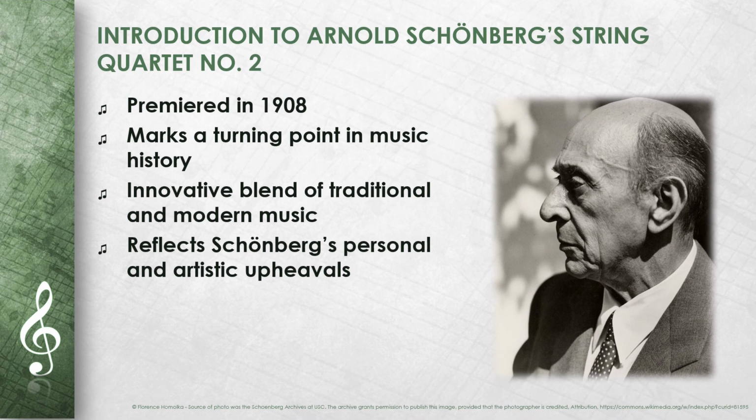Arnold Schoenberg's String Quartet No. 2 was premiered in 1908. The work marks a turning point in music history. It is known for its innovative blend of traditional and modern music. The introduction of singing in a string quartet was unusual. Schoenberg's composition reflects his personal and artistic upheavals.